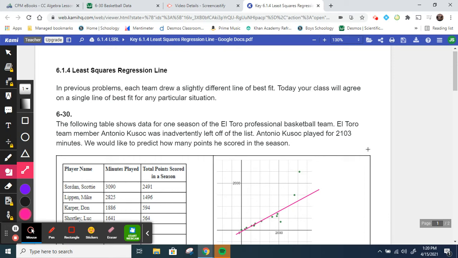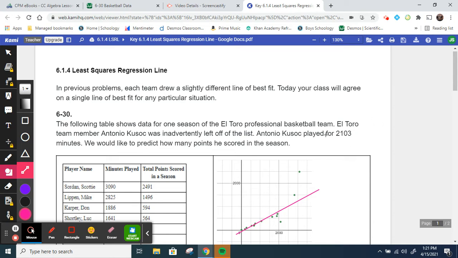Hi, algebra students. Today we're going to talk about generalizing how we can get the best line of best fit. In the last couple of lessons we were trying to eyeball it. We know it's not always very accurate, especially if we're having to estimate when we plot the points. So we want to come up with a way that's much more accurate.